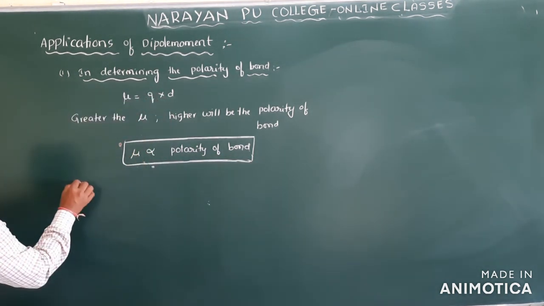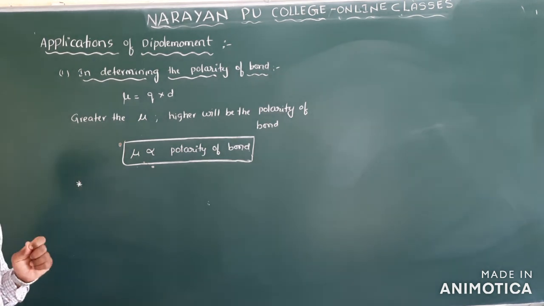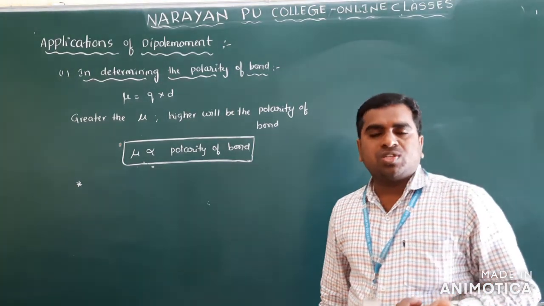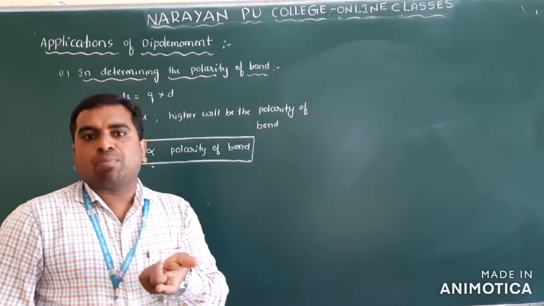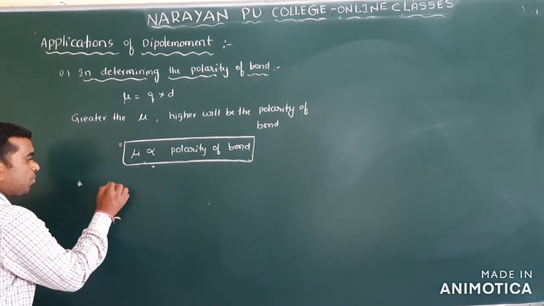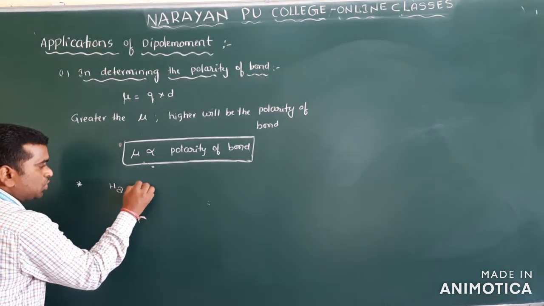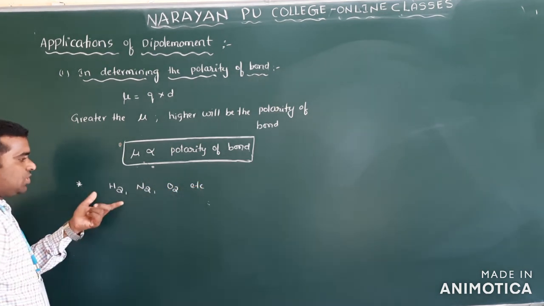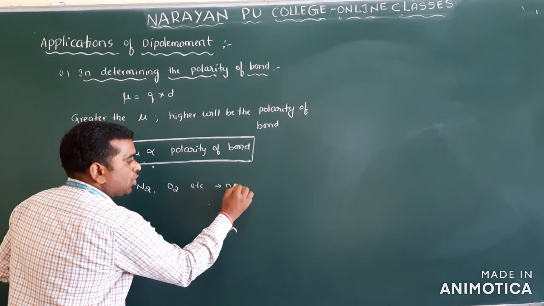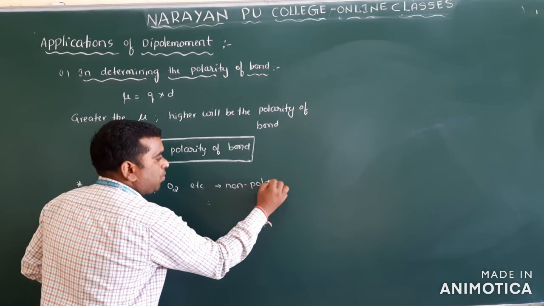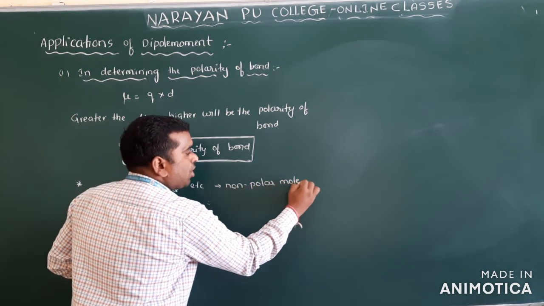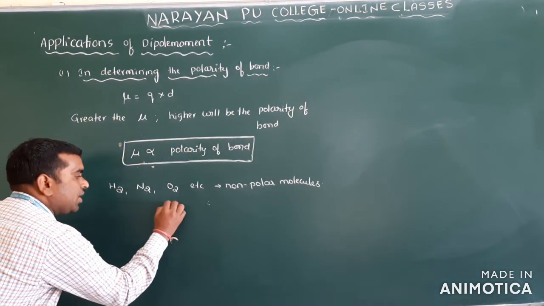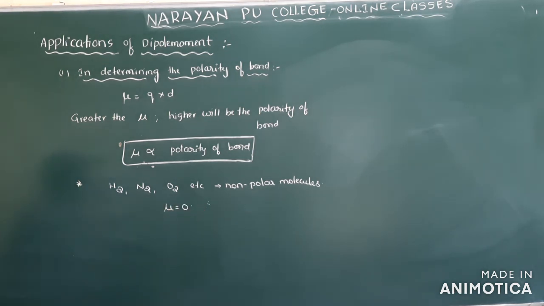But in some cases, for non-polar molecules, the dipole moment will be 0. What are those non-polar molecules? If I take H2, N2 and O2, etc., these are non-polar molecules. For non-polar molecules, the dipole moment will be 0. Why is the dipole moment 0?